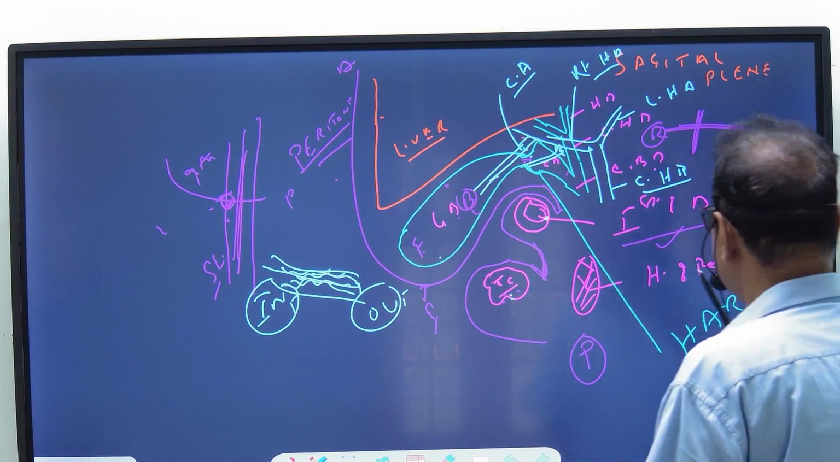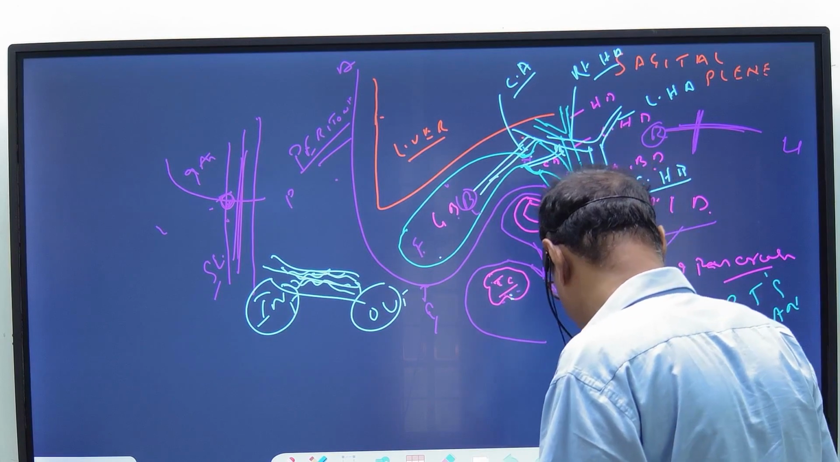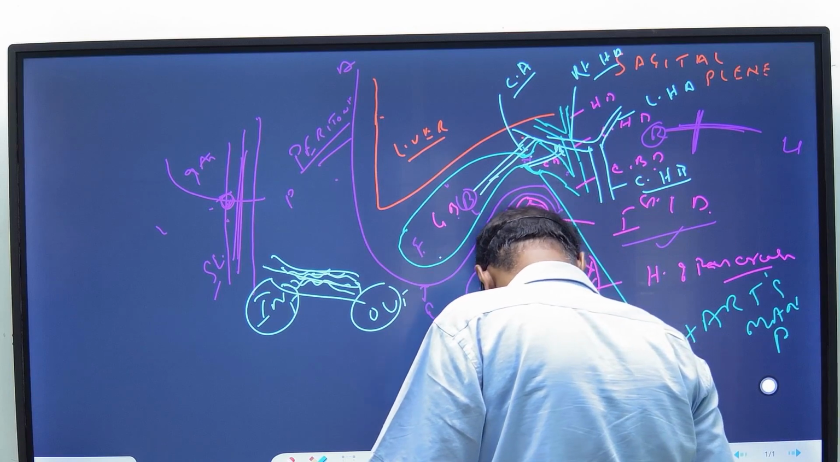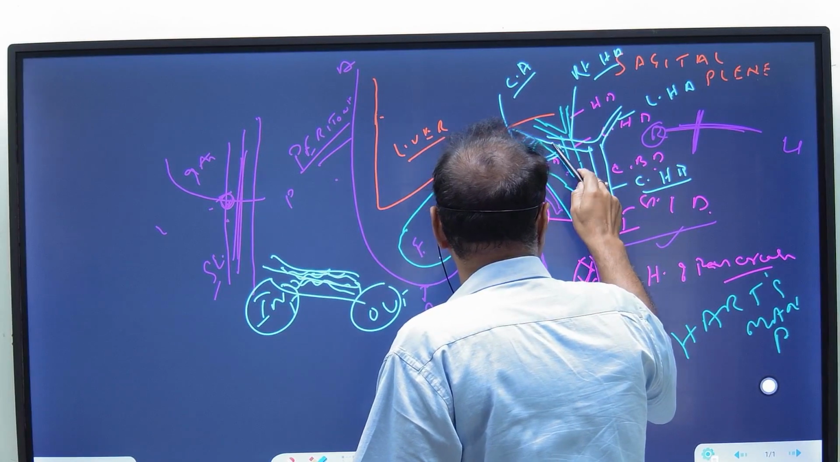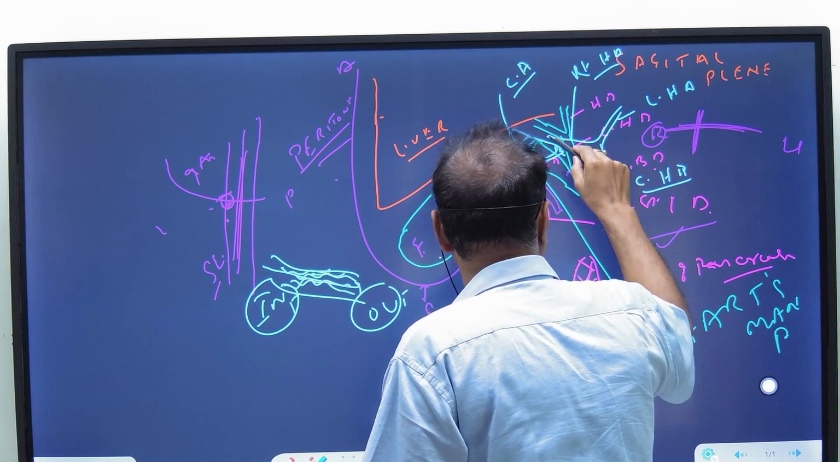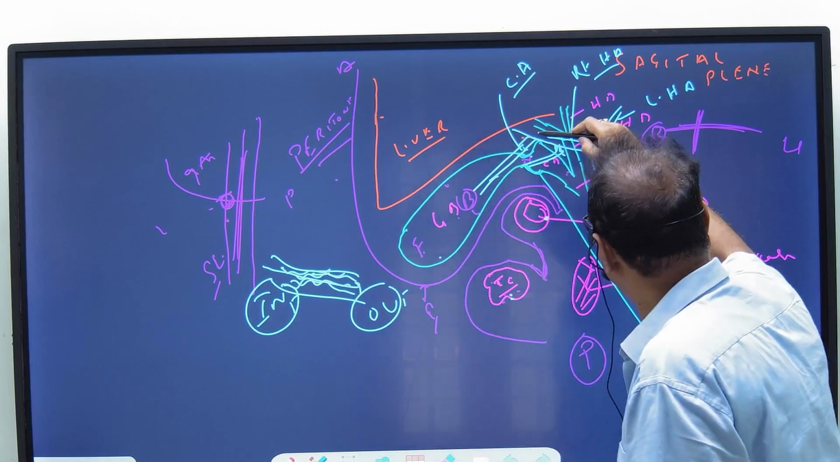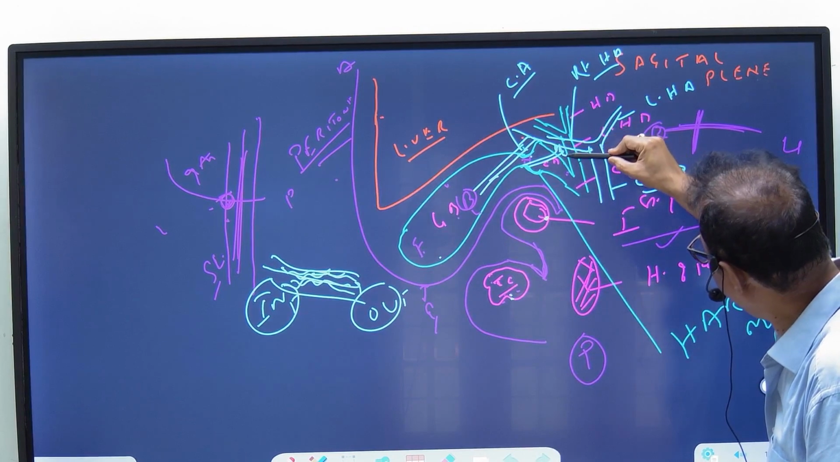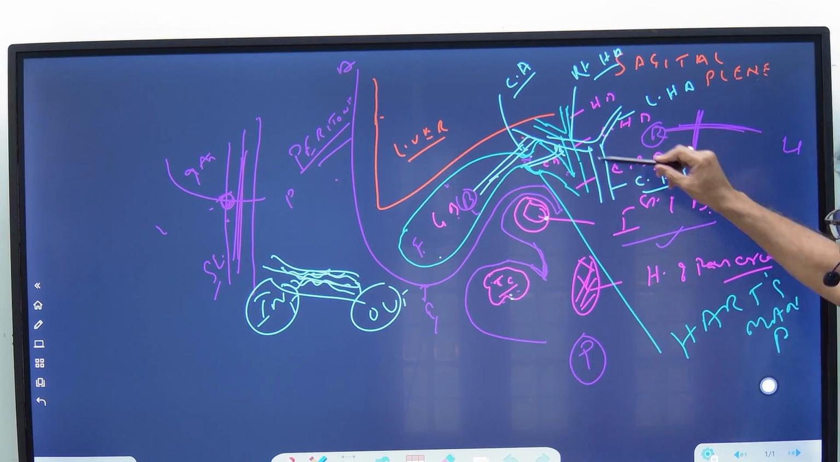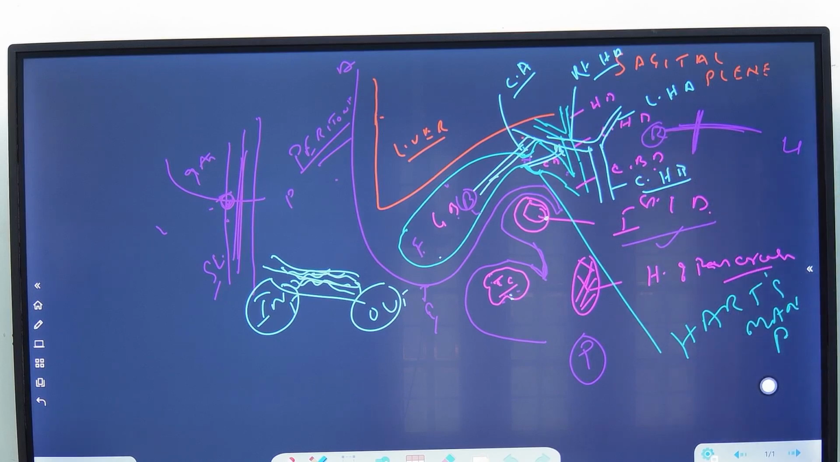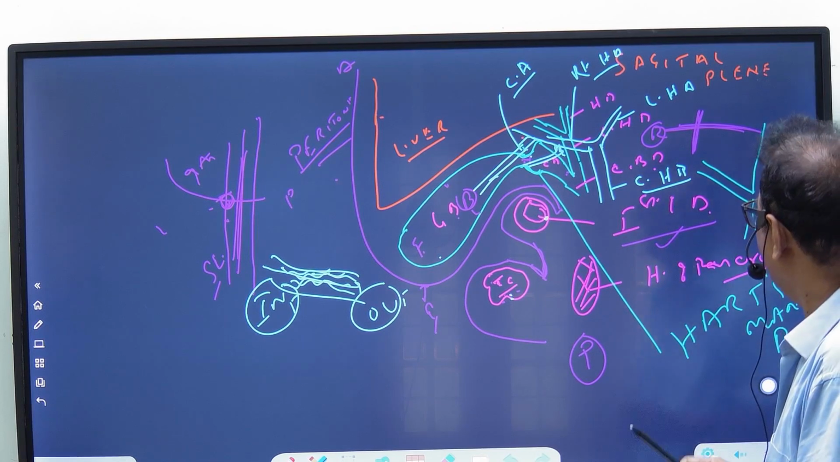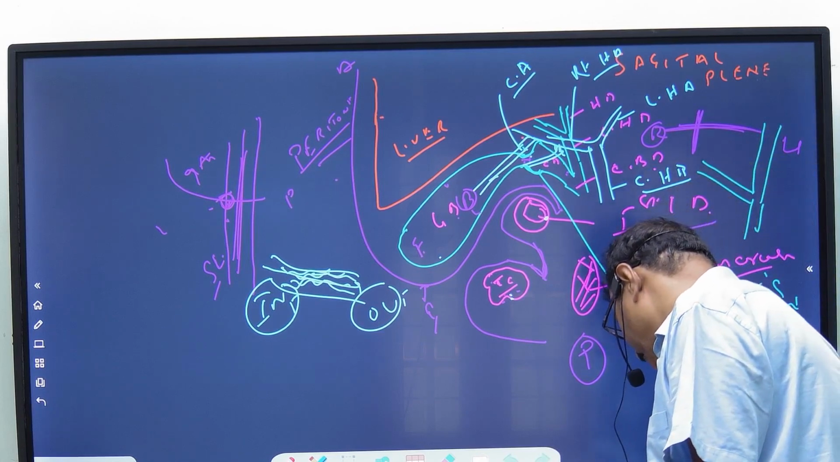Now we'll talk about the cystic duct. Now the cystic duct, we can see that it goes downward and meets the common hepatic duct at a right angle. Both of them are meeting at a right angle, and it continues downward as the common hepatic duct.